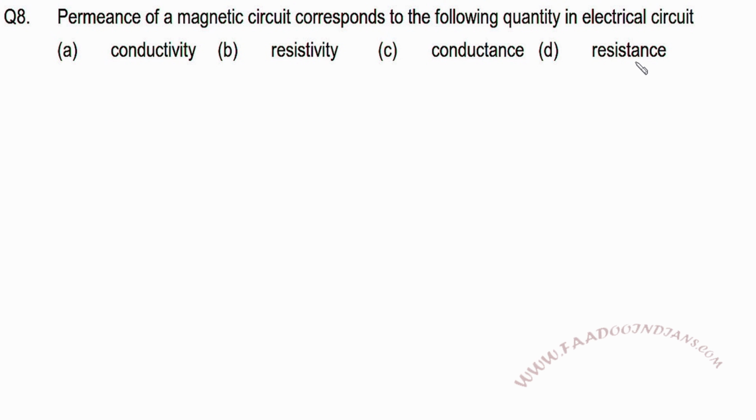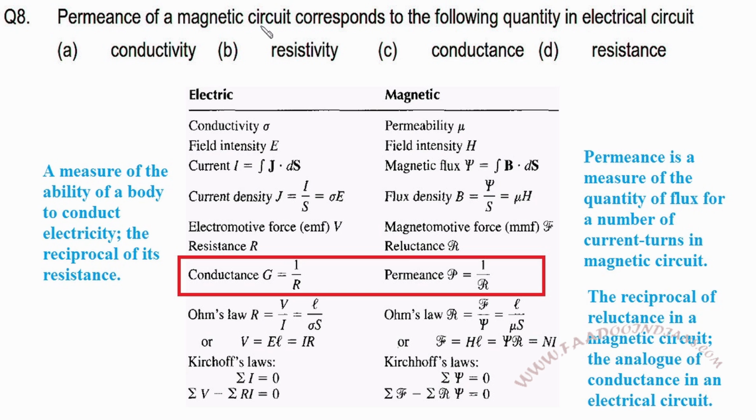Eighth, permeance of a magnetic circuit corresponds to the following quantity in electrical circuit, that is, equivalent. It is asking for the equivalent. So here we have permeance of a magnetic circuit. First of all, it is the quantity of flux for a number of current turns in a magnetic circuit, the reciprocal of reluctance in a magnetic circuit, and also the analog of conductance in an electrical circuit. And in case of electric, conductance is the reciprocal of resistance. It is the ability of a body to conduct electricity. So it is clearly visible here that permeance of a magnetic circuit corresponds to conductance.